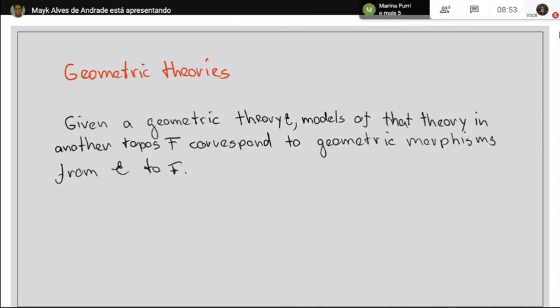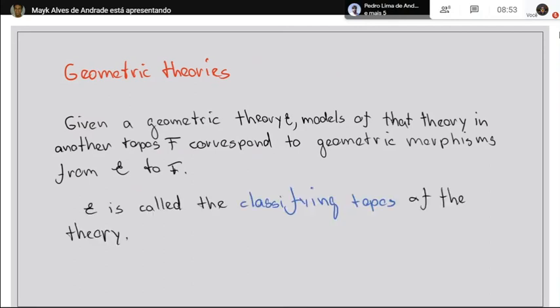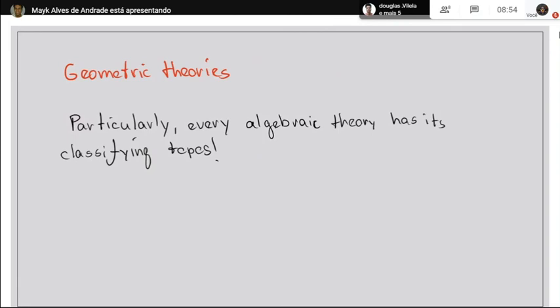So, given a geometric theory, models of that theory in another topos F correspond to geometric morphisms from E to F. E is called the classifying topos of the theory. So, given a geometric theory, it will have a classifying topos where models of that theory will correspond bijectively to geometric morphisms from the classifying topos to the topos where you want to find models of the theory. Particularly, every algebraic theory has its own classifying topos.